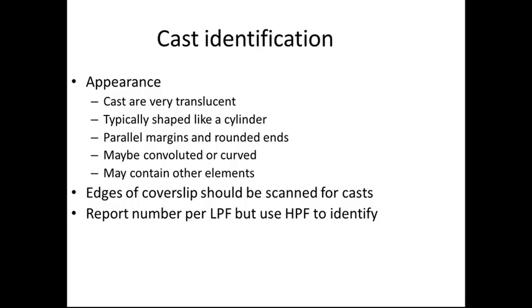The edges of the cover slip are usually where casts can be found when doing the microscopic examination, and we usually look for these and count them on low power field, meaning 10x, and then we use a high power field to identify the type of cast, which is 40x.